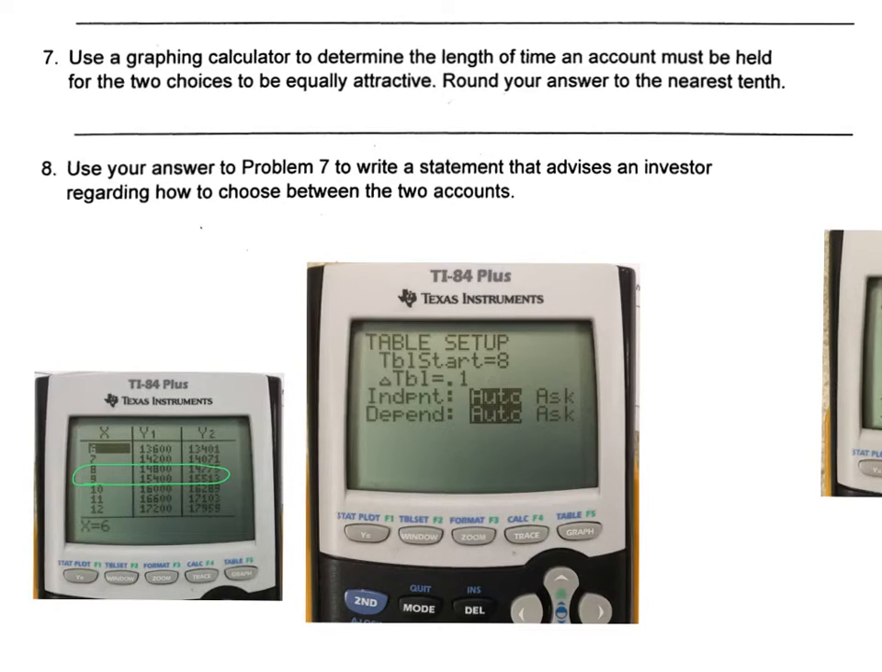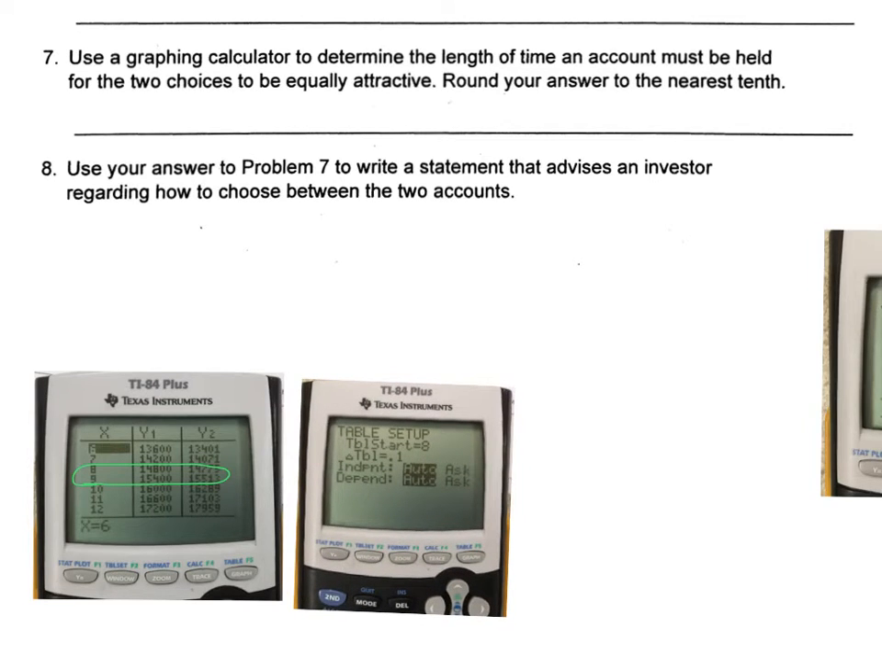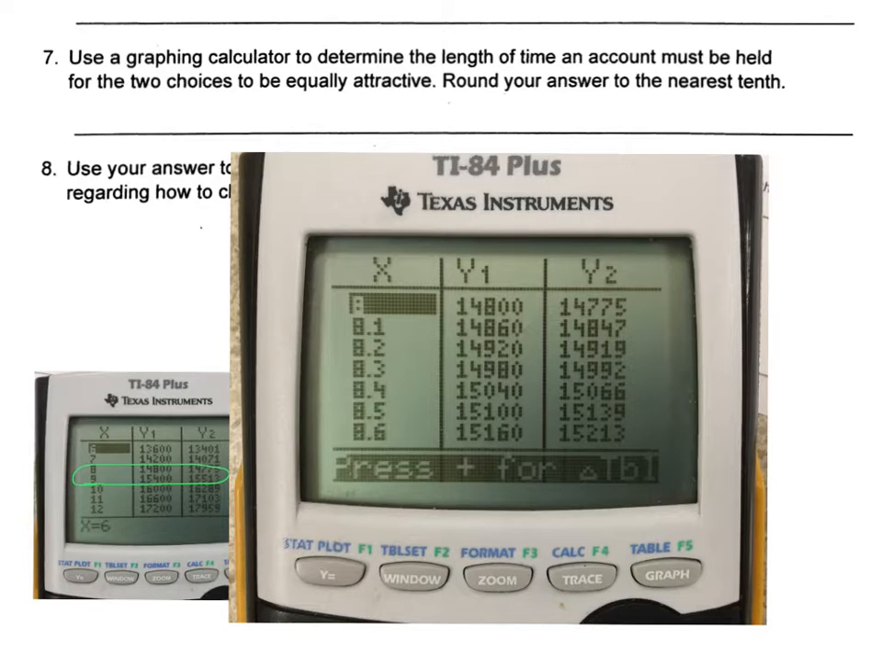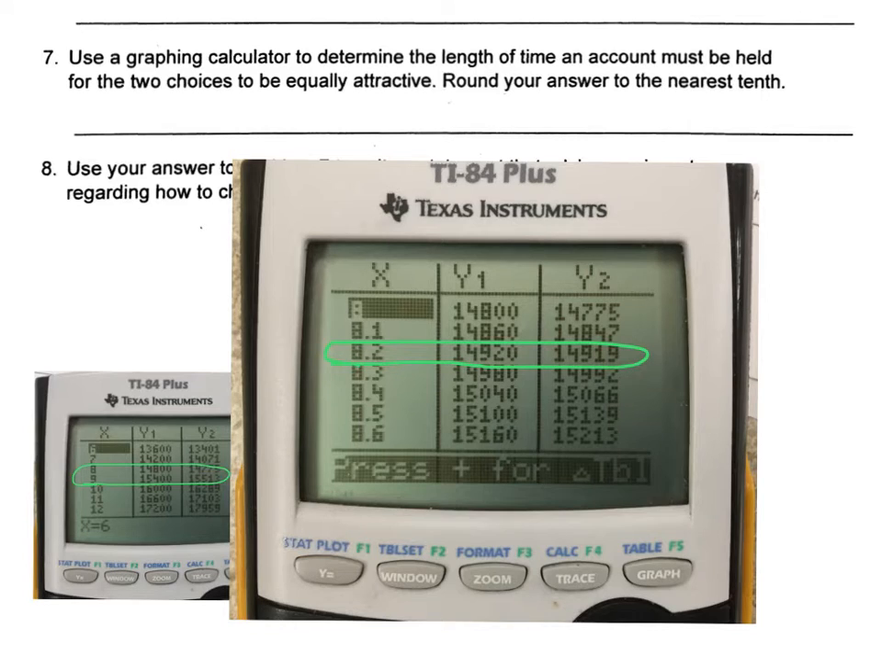So when I did that, it gave me my table right here, and notice that I'm counting by 0.1s. I'm trying to figure out where they get as close as possible. If you take a second to look at this, it looks like the closest that they are is right here at 8.2. They're like $1 apart right there. Okay, so it says after what length of time will they become approximately the same? And the answer is 8.2 years.